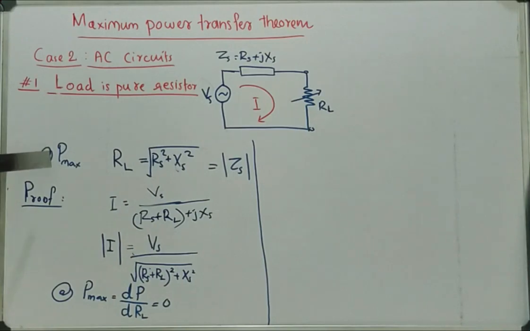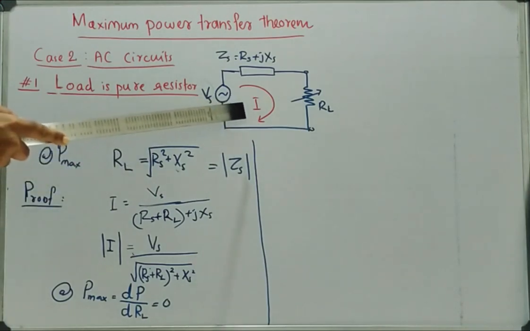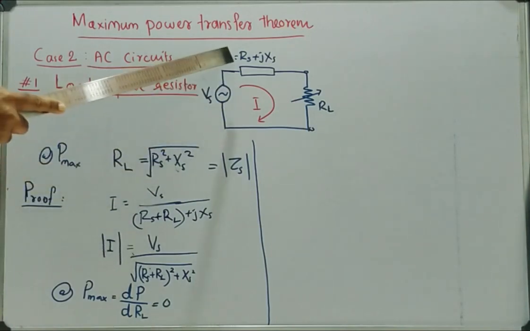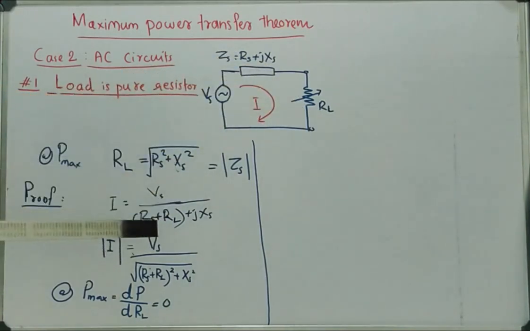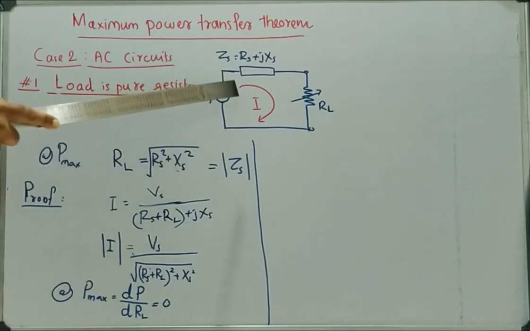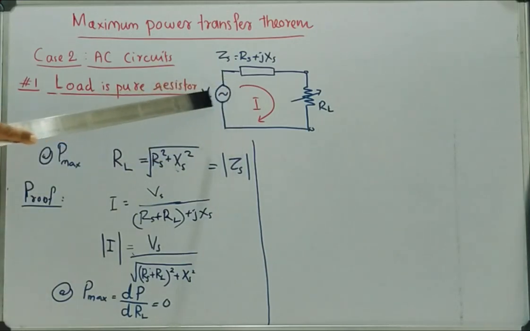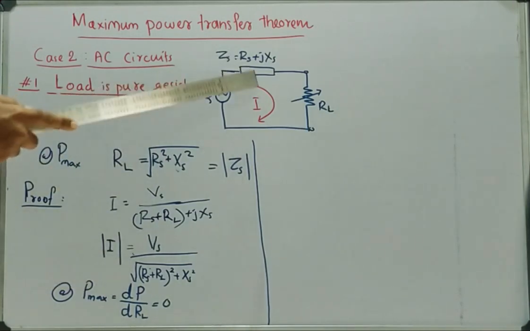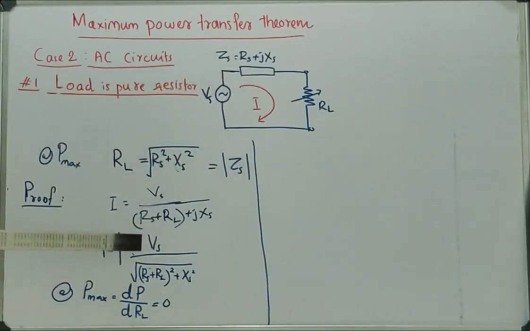In order to derive this condition, we can consider the circuit. Here I is equal to voltage divided by total impedance, that is Vs divided by Rs plus RL plus jXs. The magnitude of the current is Vs divided by the magnitude of the impedance, that is Vs divided by root of Rs plus RL whole square plus Xs square.